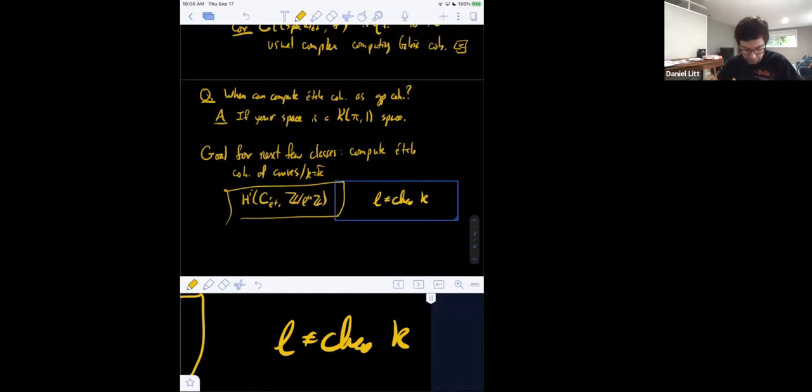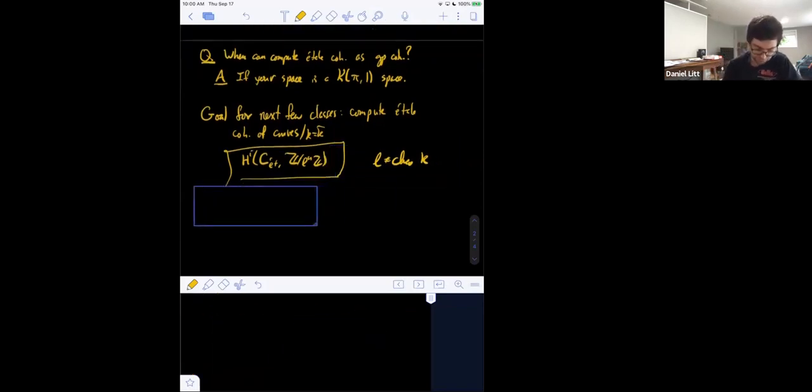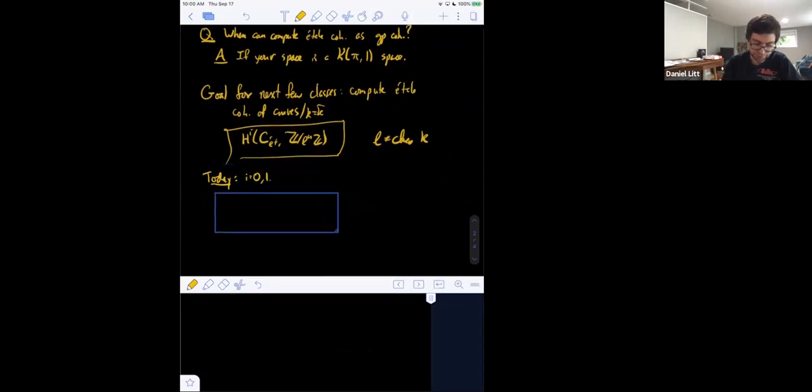And in fact, the hard part will be computing this for i bigger than 2, where you would expect these groups to be 0, because a Riemann surface is 2-dimensional, and indeed they are 0. But that's what we're going to spend most of the time on. Today, I want to get us to the point where we do this for i equals 0 and 1. In order to do that, well, 0 is easy, actually.